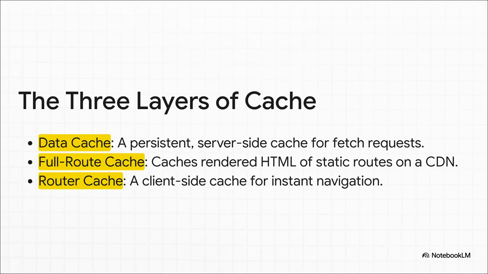First, on the server, there's a data cache that remembers the results of your fetches. Then there's the full route cache that stores the final static HTML on a CDN. And finally, on the client, the router cache makes navigating between pages feel instantaneous. The real trick is learning how to manage all three when your data changes.